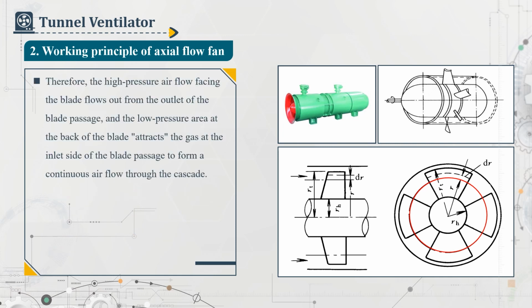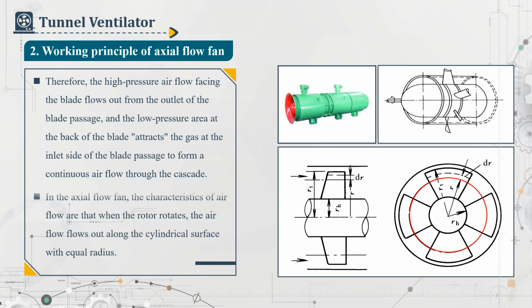Therefore, the high pressure airflow affecting the blade flows out from the outlet of the blade passage, and the lower pressure air at the back of the blade extracts the gas at the inlet side of the blade passage to form a continuous airflow through the cascade. In the actual flow fan, the characteristics of airflow are that when the rotor rotates, the airflow flows out along the cylindrical surface with equal radius.